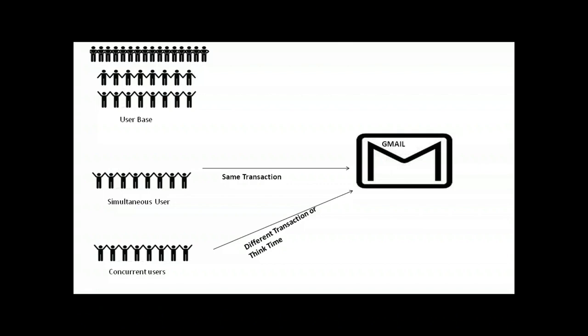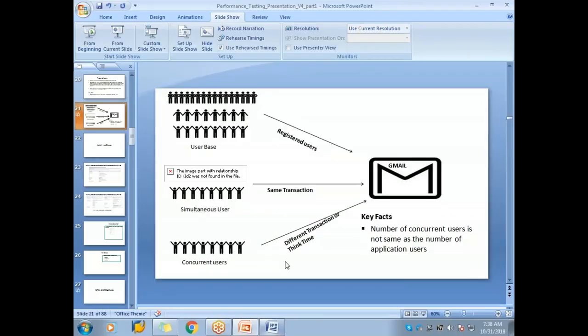Or there are 10 people who are logging out. Those 10 people are the simultaneous users. There are 20 users who are composing mail. These are simultaneous users. So whoever the users are doing the same functionality, they are simultaneous users, guys.